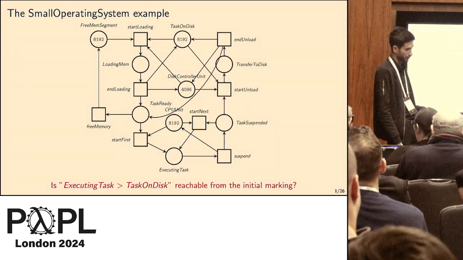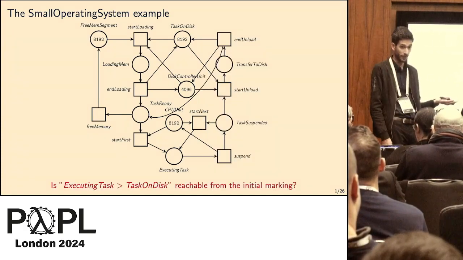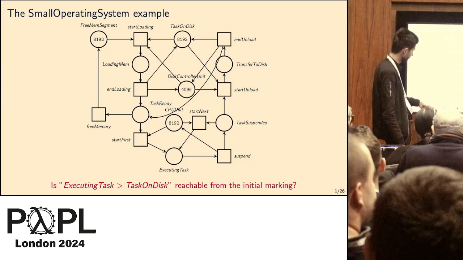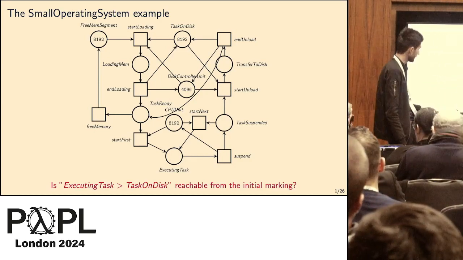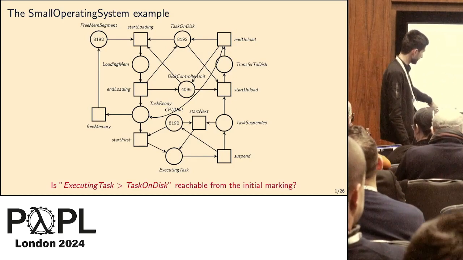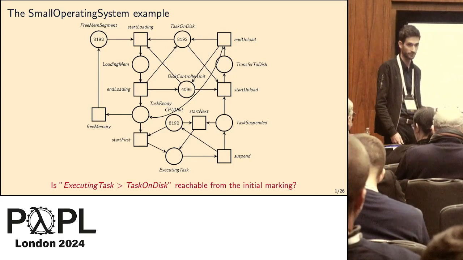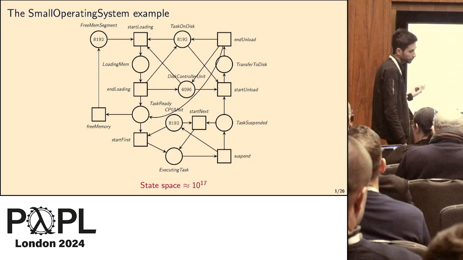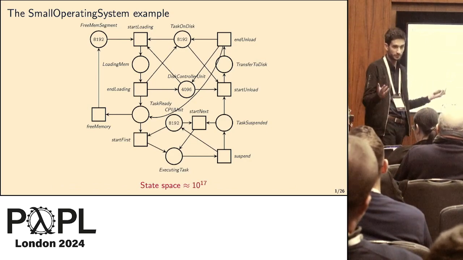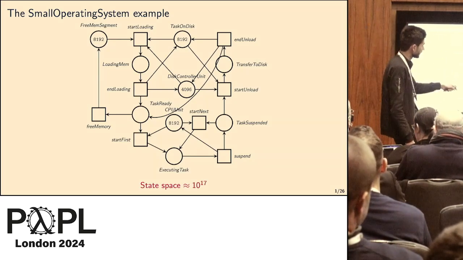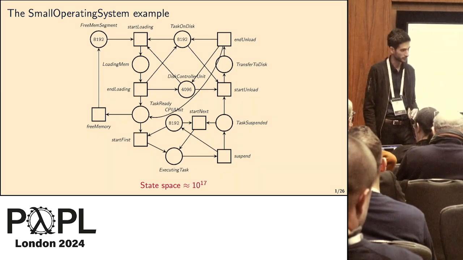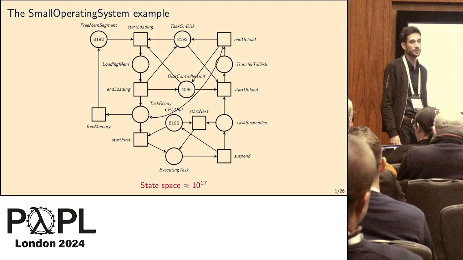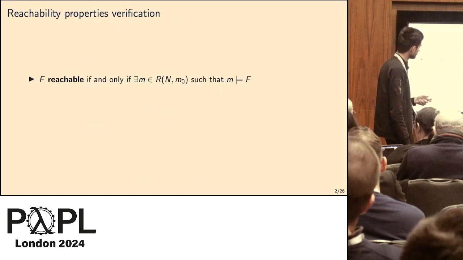In my work, I'm interested in the reachability problem. For instance, is it possible to reach a marking from the initial marking such that I have more tokens in the place executing tasks than in the place task on disk? The issue comes from the state space explosion. For instance, this small net has about 10 to the power of 17 reachable markings. That's quite huge, so we need some optimization techniques.